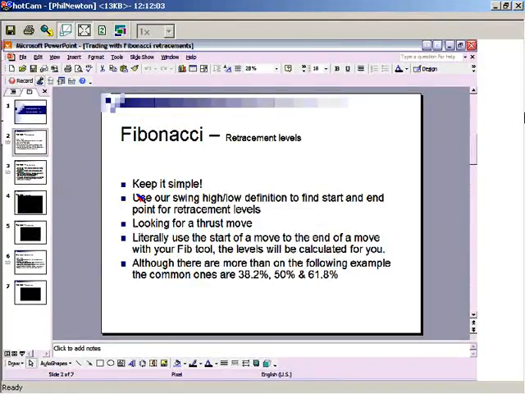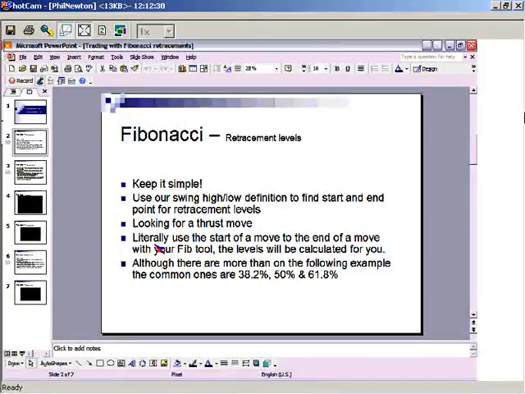Now, to find the starting and end points for my Fibonacci retracements, I'm going to use the same price action definition for a swing high and a swing low. I'm going to look for a thrust move. Now all that is trending price action. So I need to see trending price action. For me, Fibs is a trending tool. I'm not going to use it when price is ranging. I typically look for a trending movement. That's what I mean by a thrust move.